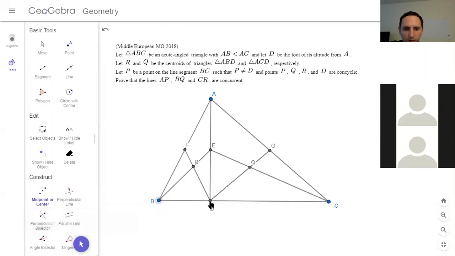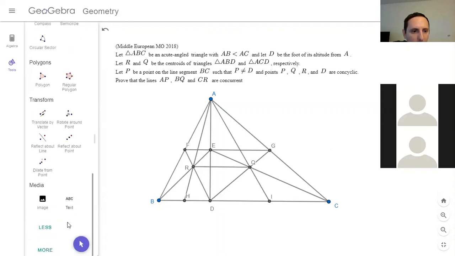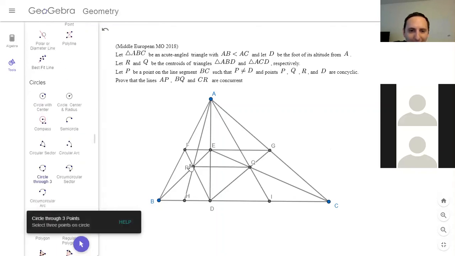Okay. So we have all these midpoints, right? We could draw that too. F, E, and G are collinear and parallel. And RQ is also parallel to BC because they're both 2/3 of the way. Okay, let P be a point on BC. So P, Q, R, and D are cyclic. So basically that would make an isosceles trapezoid. This problem is feeling easy.